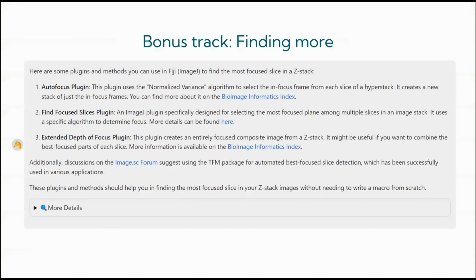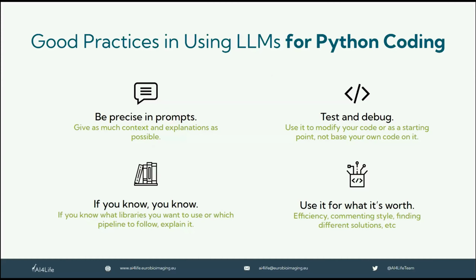And then a bonus track is that you can also ask other things, like other plugins from ImageJ, from the Bioinformatics Index, and all this. So it is not only for code generation, creation and correction, these also work really, really well.